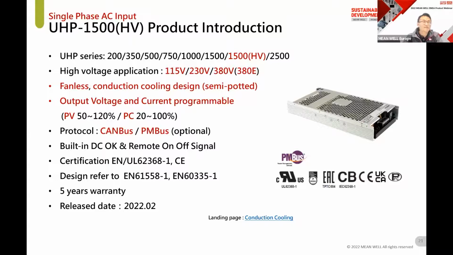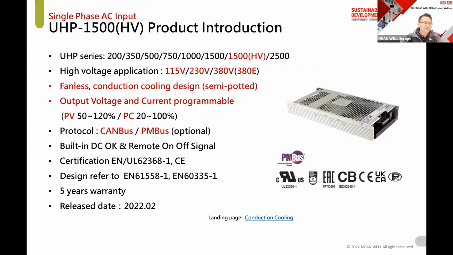Now, a high voltage output version is available, and it comes with various communication ways to control UHP, for example, PV, PC, CAN bus, and PM bus. It also has an E version. E version means the UHP supplies power only and doesn't offer any control functions.